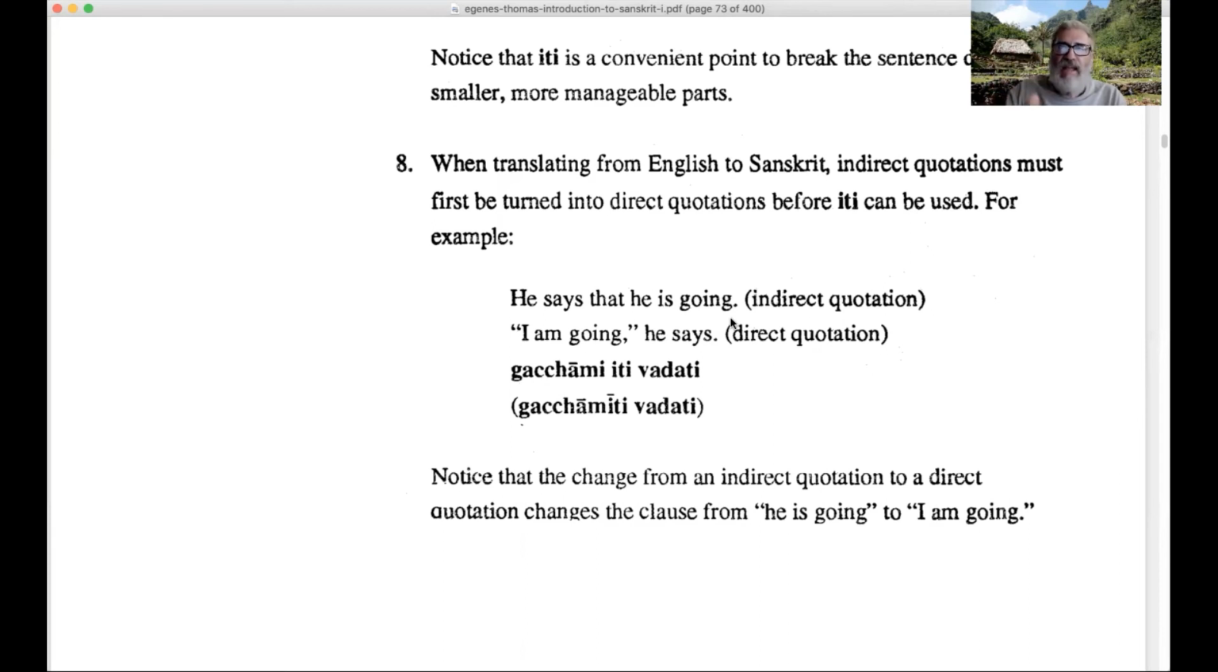Now, if we want to translate that into Sanskrit using iti, we first have to change that to, "I am going," he says, or, he said, "I am going." And we have to put "I am going" in quote marks to show that the actual words the person said are "I'm going." Before he left, he said, "I'm going." What would that be in Sanskrit using the word iti to show direct speech?